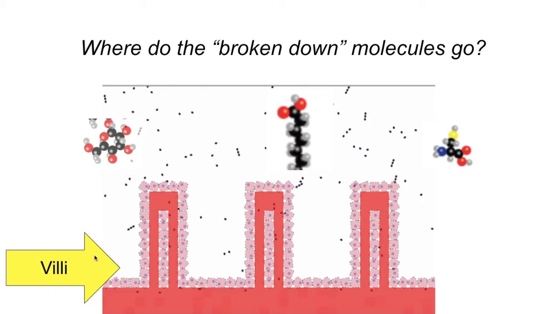Villi are sometimes described as finger-like structures because they're shaped like fingers. The function or job of villi is to absorb these broken down molecules through membranes into the bloodstream. Once these molecules are in your bloodstream, they go throughout your body to other cells. We'll learn more about that later.